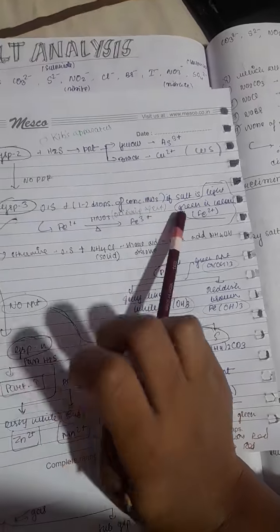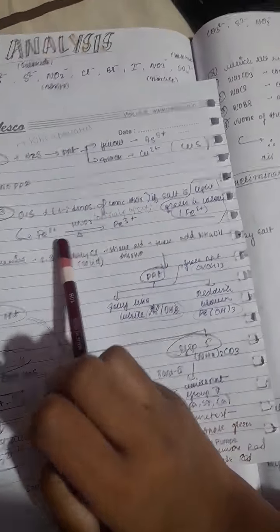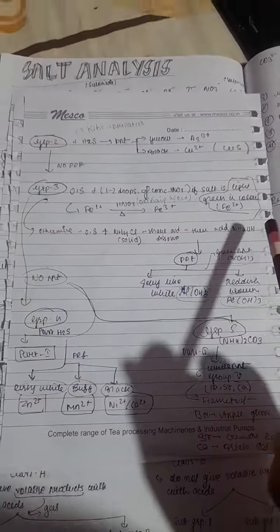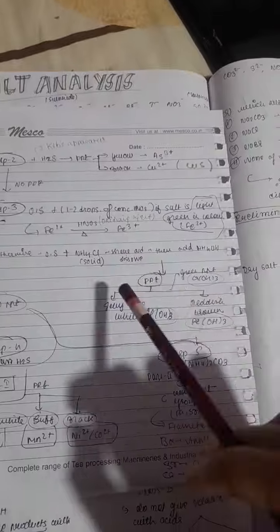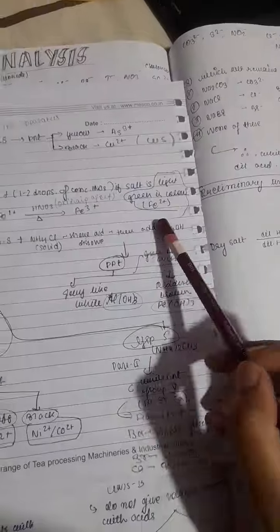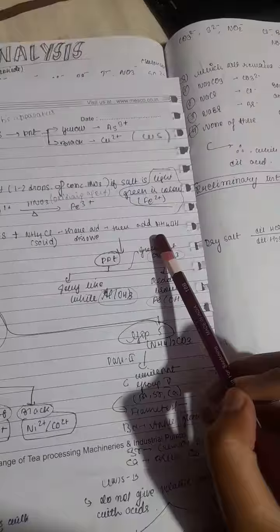For group 3 reagent, the test is that we add ammonium chloride, and then we add ammonium hydroxide. But before that, if you see that the salt is pale green in color, then we add 1 to 2 drops of concentrated HNO3, which is an oxidizing agent and can change the Fe2+ ion to Fe3+. Then we add ammonium hydroxide. This is done because of the common ion effect, so that it doesn't dissociate more, because if it dissociates more, then PPT of other groups may also be formed.